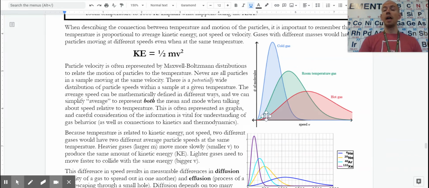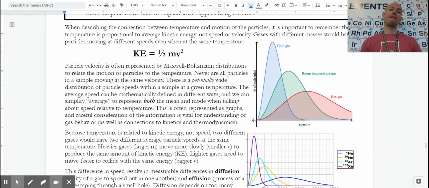This connects to kinetics, thermochemistry and thermodynamics, but it's also very important for understanding the behavior of gases. Even though we talk about hot as fast and maybe cold as slow in terms of particle motion, in a specific sample we've got billions of molecules, and they're actually moving at quite different speeds. There's a big difference between the fastest moving particle and the slowest moving particle. We can represent that by graphing the speed of molecules versus the number of molecules moving at that speed.